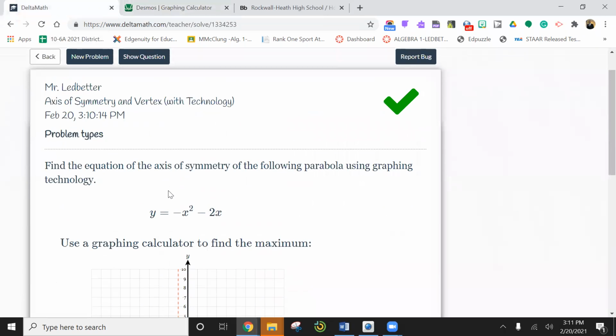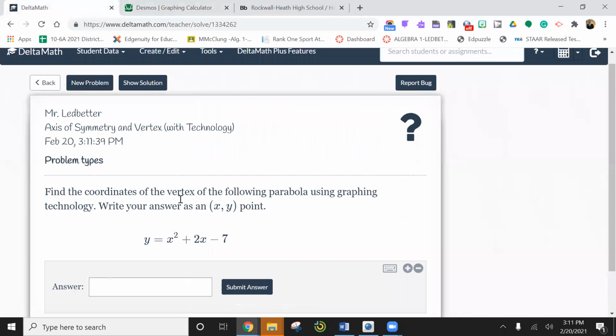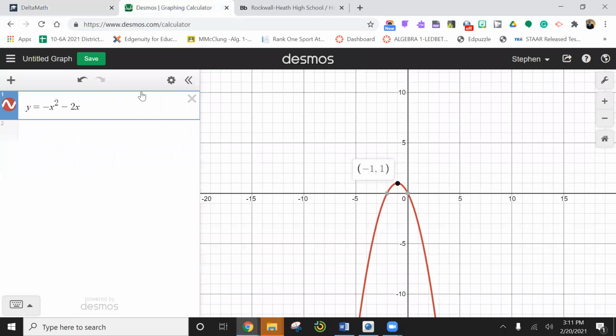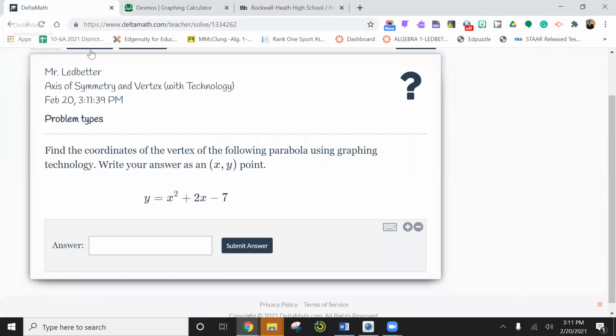All right, so let's do another one. These are pretty simple. Somehow I hit the wrong one. Axis of symmetry and vertex here. This is a little bigger, and they want you to write the answer in XY form. So I'm going to click here, and I'll put this equation in here now. I've got to write this stuff down: x squared plus 2x minus 7.